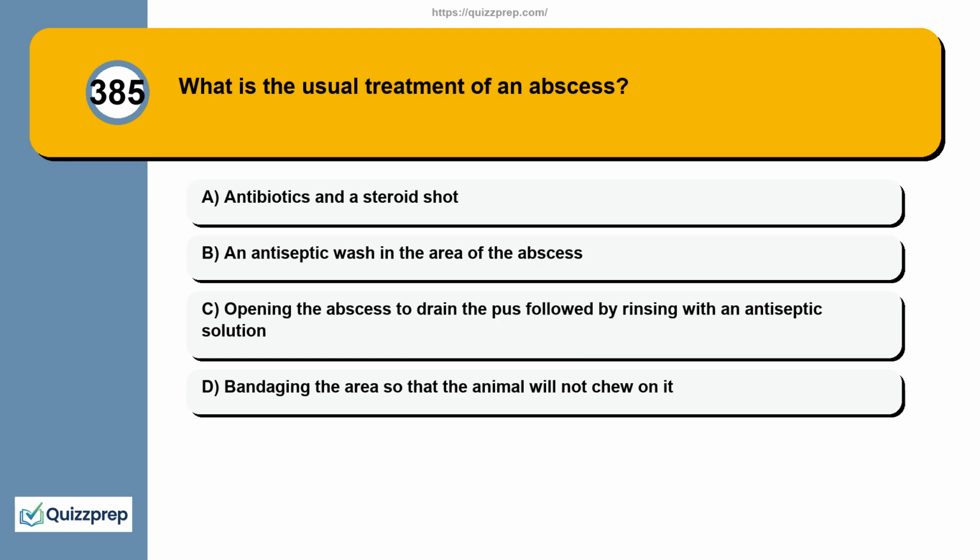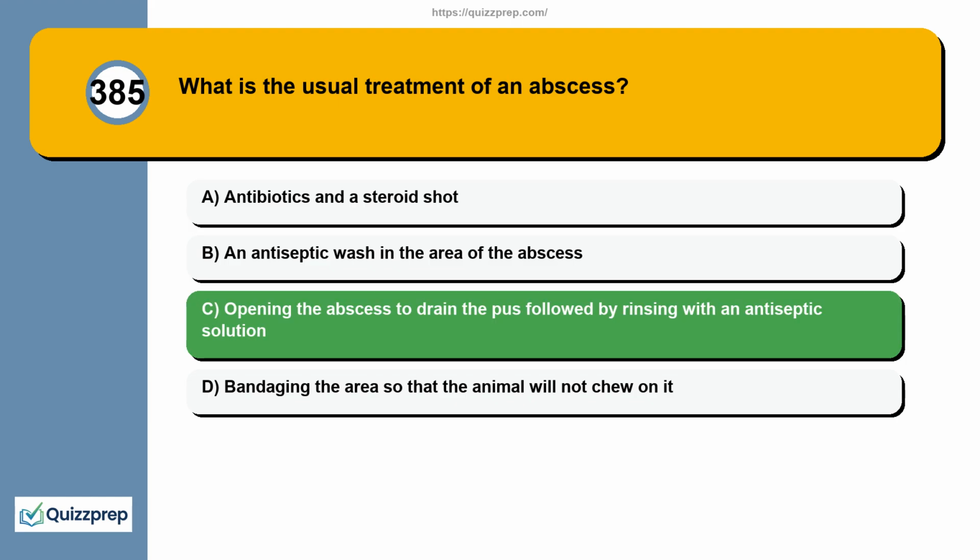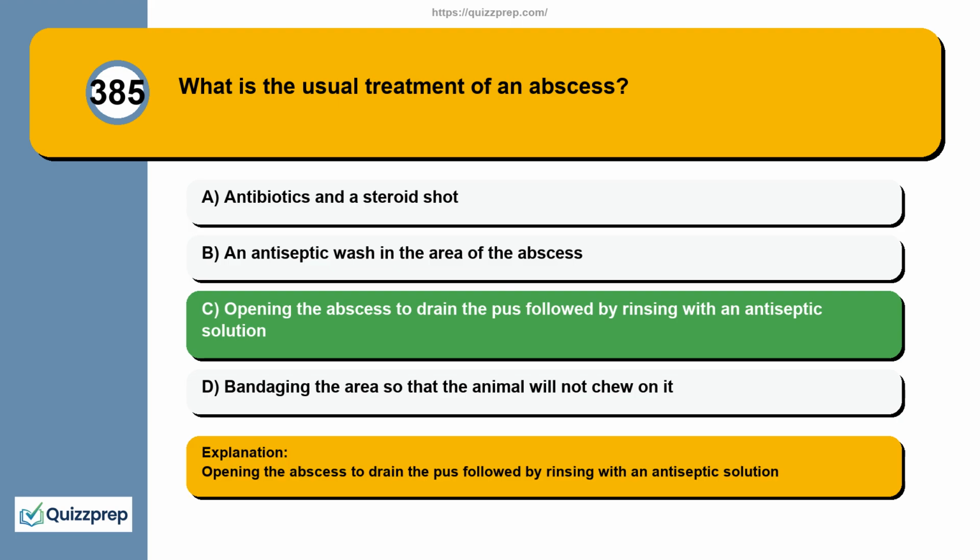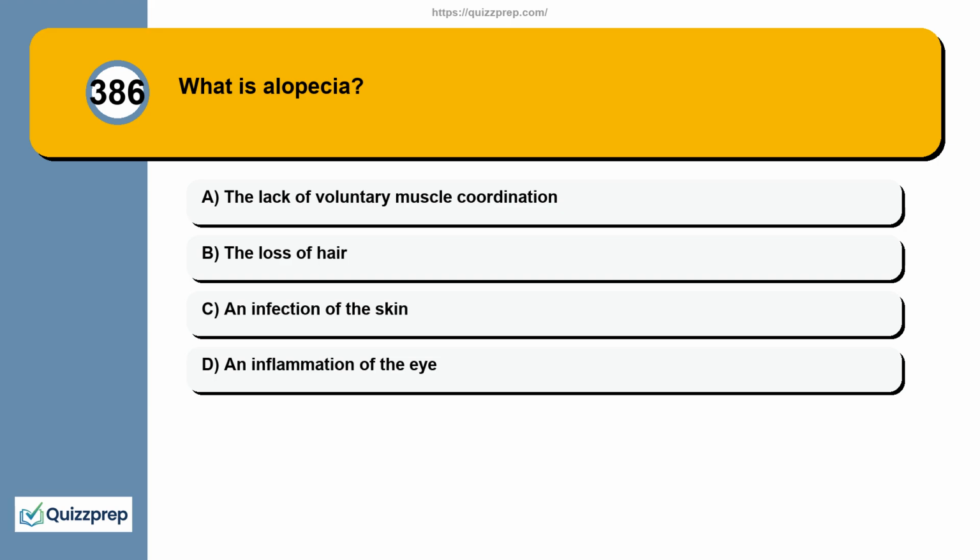Option A, antibiotics and a steroid shot. Option B, an antiseptic wash in the area of the abscess. Option C, opening the abscess to drain the pus followed by rinsing with an antiseptic solution. Option D, bandaging the area so that the animal will not chew on it. The correct answer is option C, opening the abscess to drain the pus followed by rinsing with an antiseptic solution. Question 386. What is alopecia?